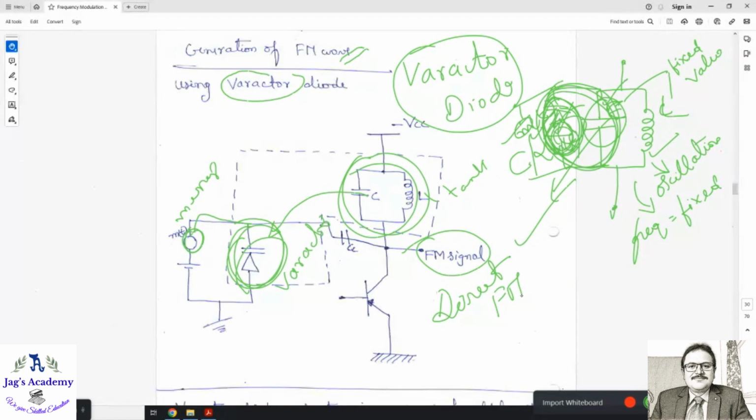Why is it called the direct method? Because directly we generate a wideband frequency modulated wave with this. Directly. Right? Have you understood this? Okay?